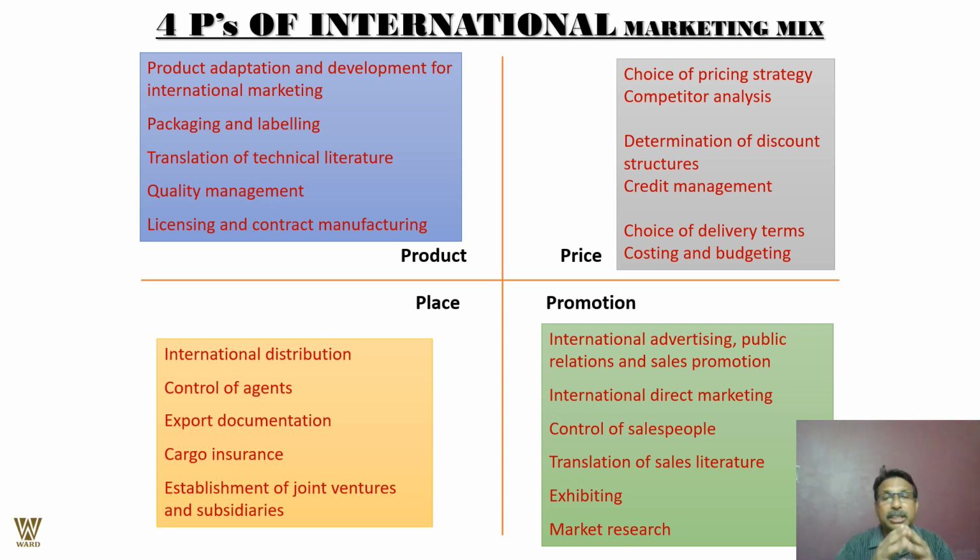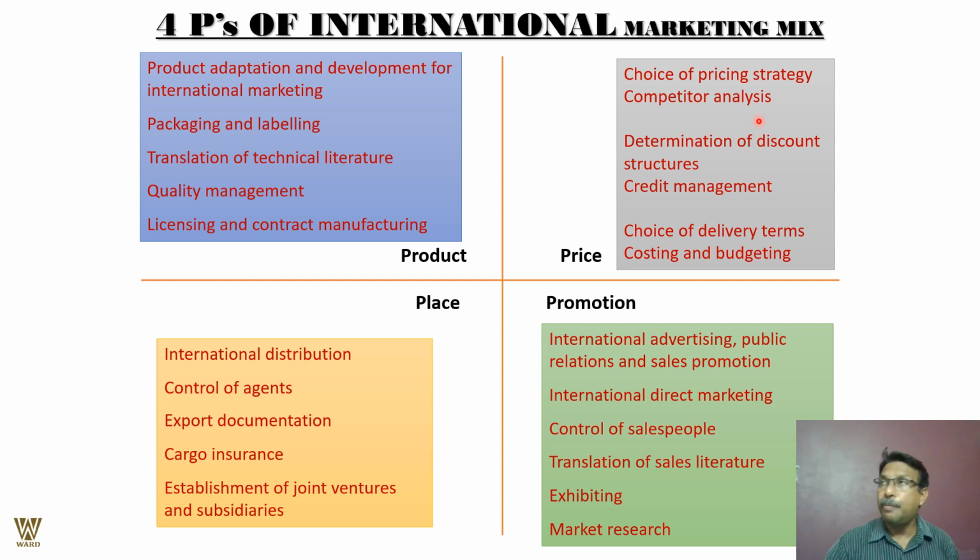Let me give you the gist of what international marketing is all about with the 4 P's: price, promotion, place, and product. Let's start with product adaptation and development for international marketing. It includes packaging and labeling, translation of technical literature, quality management, and licensing of contract manufacturing. Remember, technical literature needs to be in the country's native language. This translation is very important.